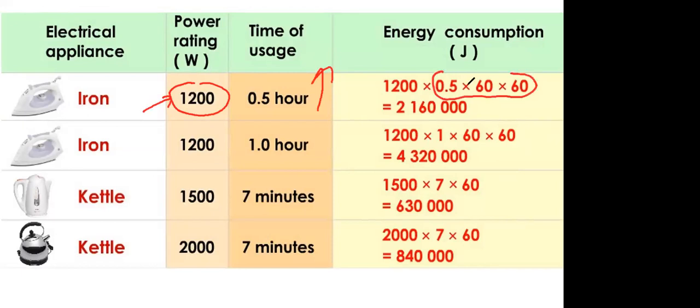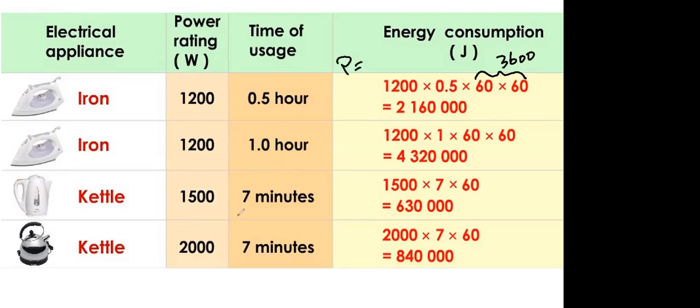But the next one, how to convert this half an hour, or 0.5 hours, into seconds? 60 into 60, that means 3600. You have to multiply this by 3600 to convert hours into seconds. So 60 into 60 means 3600. How to convert hours into seconds? Multiply by 3600. So therefore we call it P equals VI.